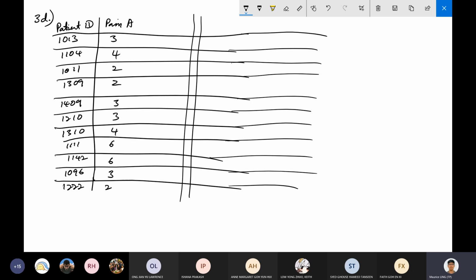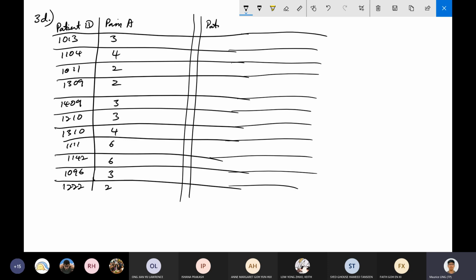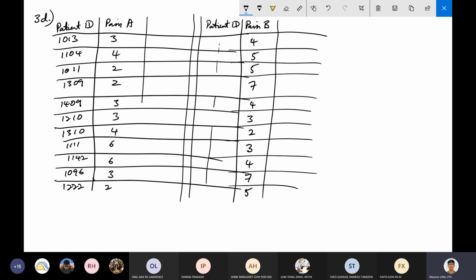Okay. So I will not write down the ID, otherwise it's too much to write. So the patient ID here. Okay, you count whatever number you fill in, but one pain for drug number B. So I have 4, 5, 5, 7, 4, 3, 1, 2, 3, 4, 7, 5. Same thing, I group A and B together, rank it, and I split them apart. Okay. So this is my rank for A and the rank for B.